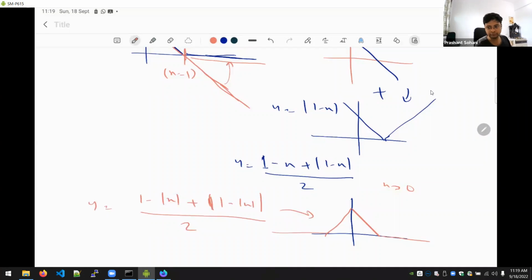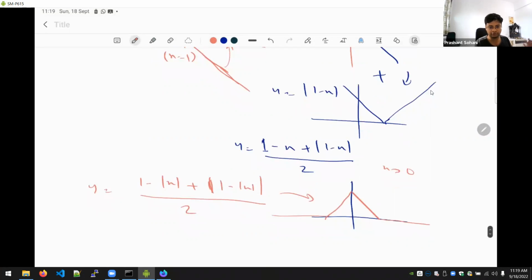I'll leave it as an exercise for you to plot this on graph paper or using software, and check that you get this behavior. But basically the point is that you can interpolate all of these mod functions again and again to get any kind of piecewise linear function.